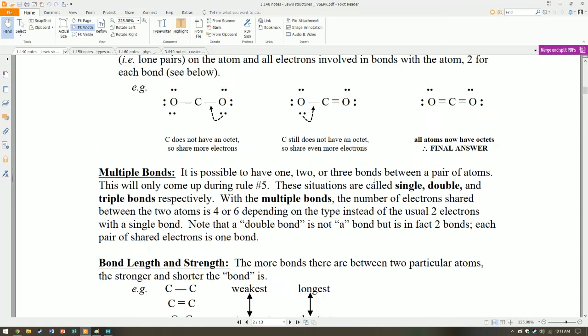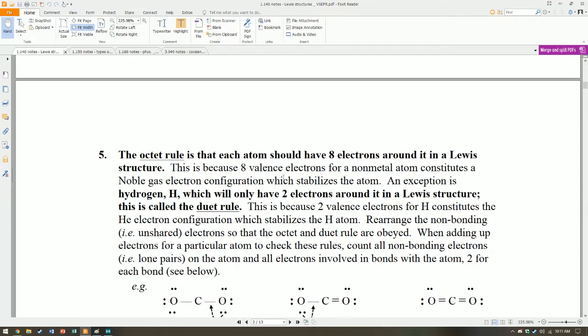One of which is actually hydrogen, which will only have 2 electrons in it as a Lewis structure. This is called the duet rule. Since hydrogen's noble gas electron configuration is the same configuration as helium, it's not really a violation of the spirit of the law. It's more just the word of the law.